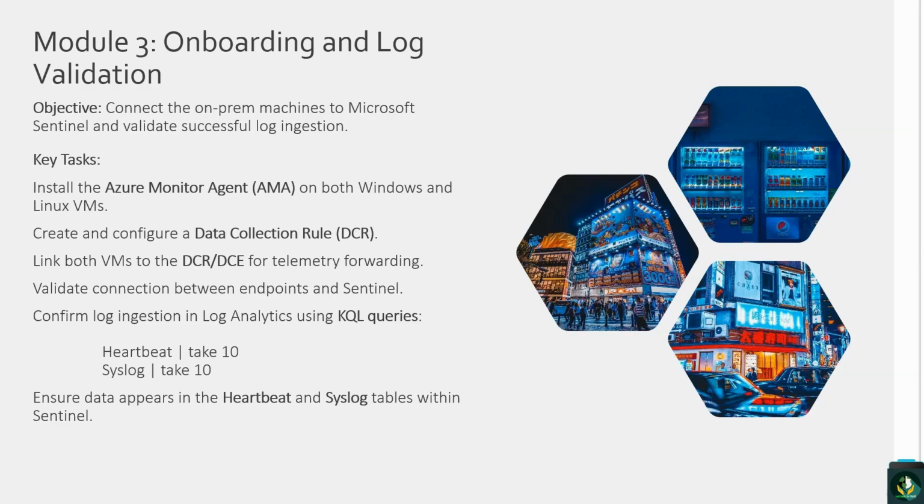This step ensures that our environment is ready for detection and alerting in the upcoming modules. By the end of this module, both Windows and Linux virtual machines will be fully onboarded into Sentinel, sending telemetry data continuously. This sets the stage for Module 4, where we will create analytics rules to detect real-world attack scenarios and generate incidents. Let's start by installing the Azure Monitor Agent on the Windows virtual machine, and then we will proceed with the Linux virtual machine installation. Once both agents are running, we can move on to configuring the data collection rule and verifying that logs are successfully ingested into Sentinel.